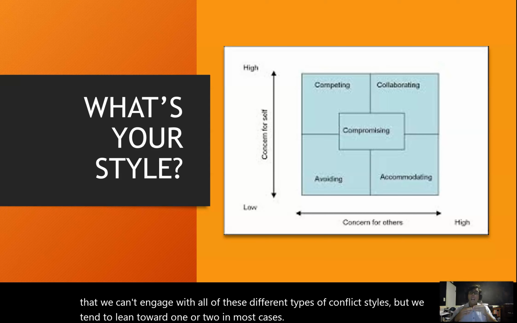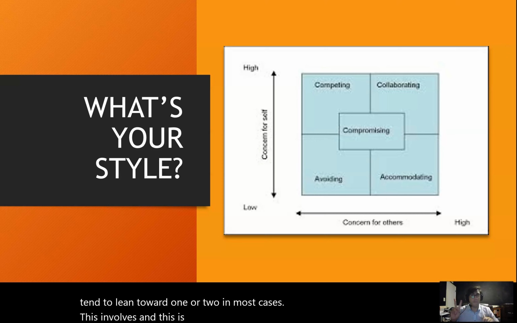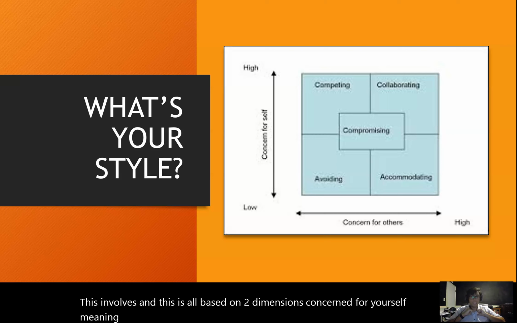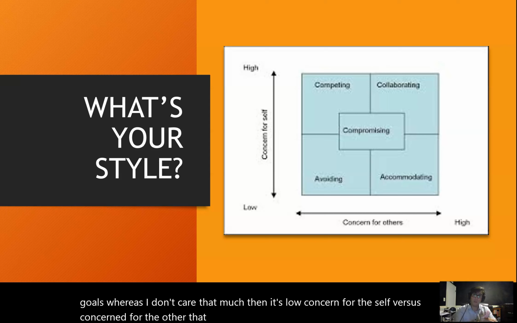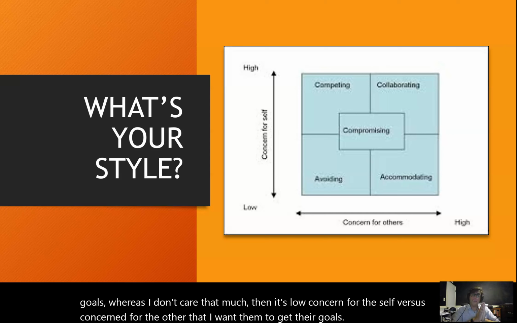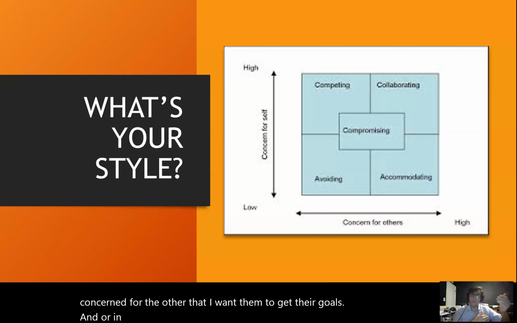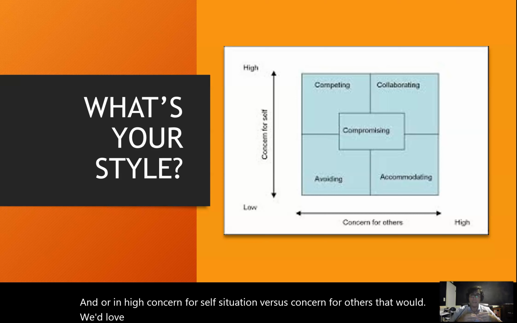This is all based on 2 dimensions: concern for yourself, meaning my goals. If my concern for myself is high, then I care a lot about my goals, whereas if I don't care that much, then it's low concern for the self. Versus concern for the other, that I want them to get their goals. In a high concern for self situation, concern for others would be low. Low concern for others, that'd be I don't really care whether or not you get what you want.